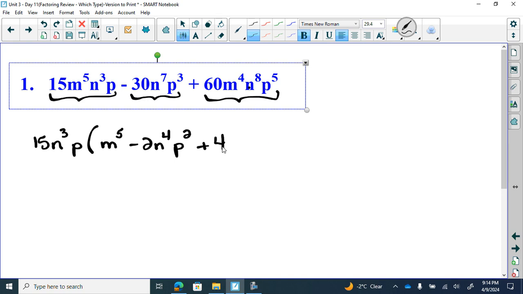M to the 4th is just going to follow down. There is no m here. You can think of it as an m to the 0 there. N to the 8th divided by n to the 3rd leaves you with n to the 8 minus 3, or n to the 5th. P to the 5th divided by p to the 1st would leave you with p to the 4th. Don't forget to shut the bracket. And that's it. It's factored. It's all done. Don't have to do anything with this inside.